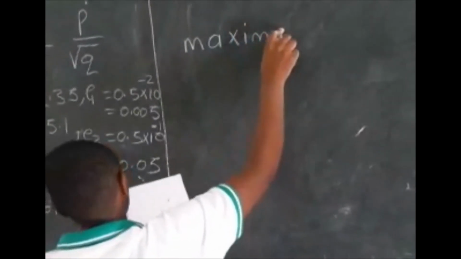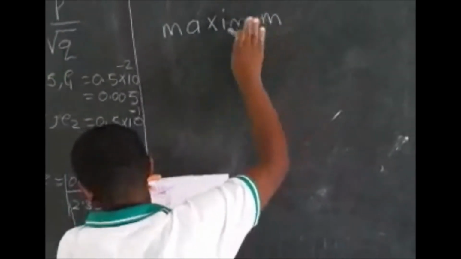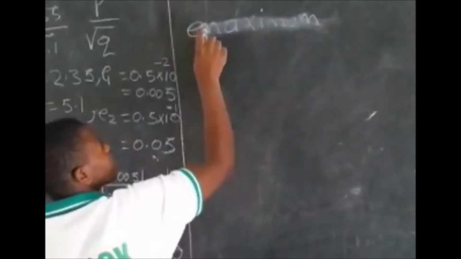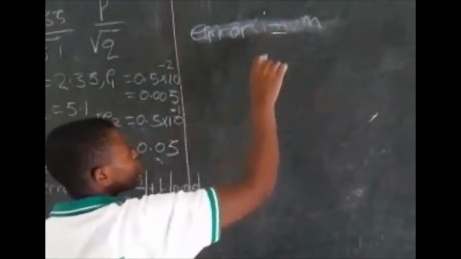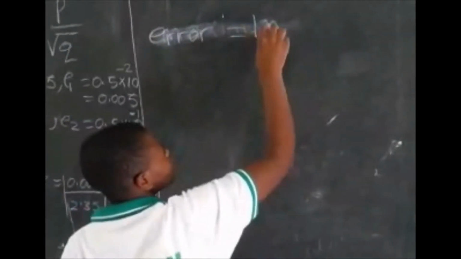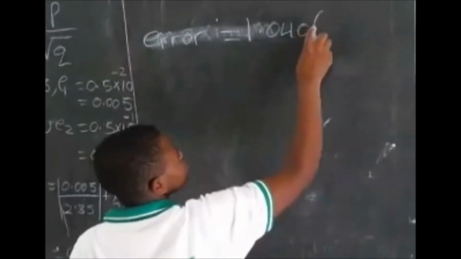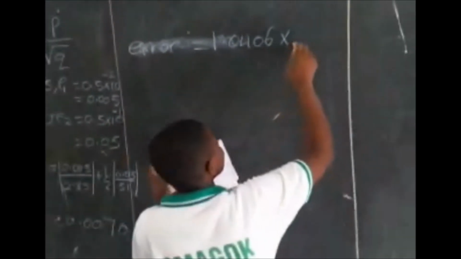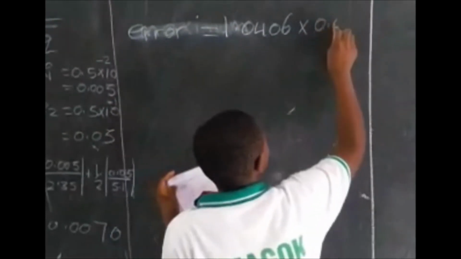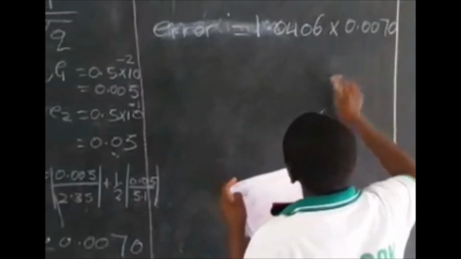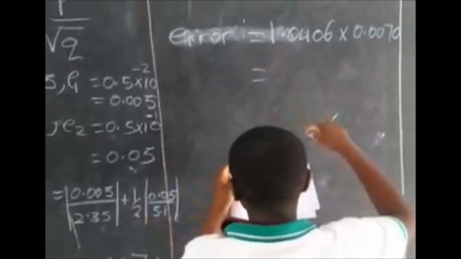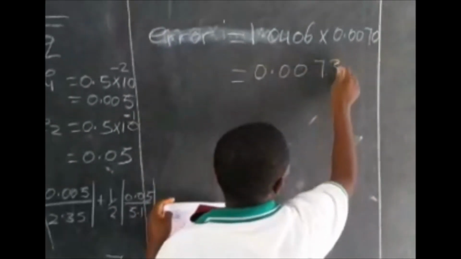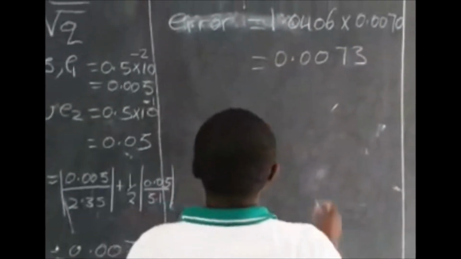From there, we shall find our maximum value. From there, we shall find our error, which will be equal to the working value, which we obtained as 1.0406 times the relative error, which is 0.0070. Now, when we multiply that, we obtain 0.0073.